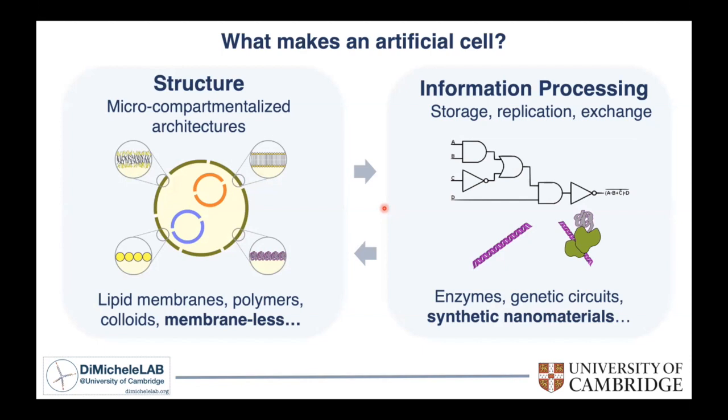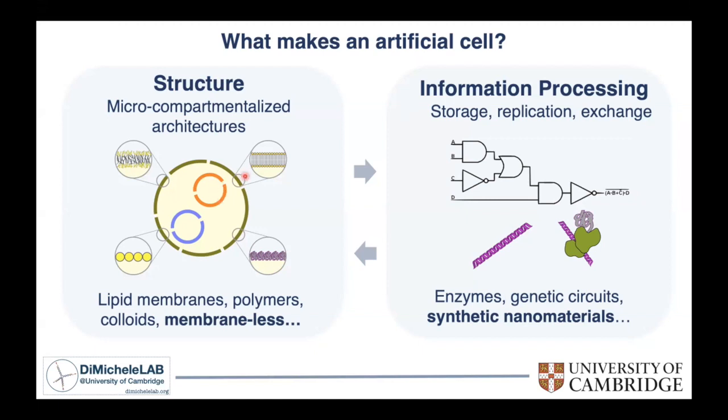So one of them is the structure, and the other one is the information processing. For the structure, what you really need is to build a microcompartmentalized device which basically can separate the inside from the outside of your synthetic cell, regulate transport between the two, and also, importantly, create internal heterogeneity. So give you ways to partition your synthetic cell into different compartments and localize different molecules in different bits of your synthetic cell. So you can spatially distribute functionalities, a little bit like it happens in biological cells with the organelles.